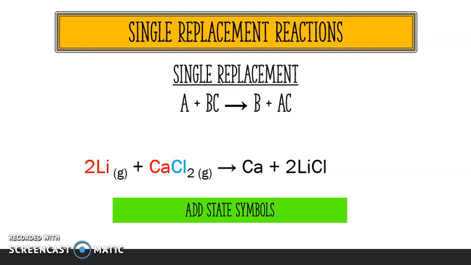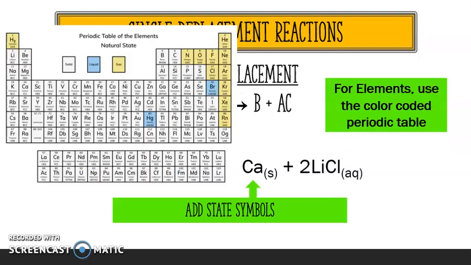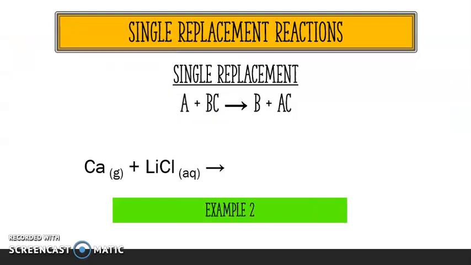And just as a reminder about where to find these, for the compound, we would want to use the solubility rules on the back of the periodic table. We're going to limit our choices to either S being insoluble or AQ being soluble. For elements, we would need to use a color-coded periodic table. Calcium is in the metal area, and most of those metals are in fact solids. Let's try on another example for size here.